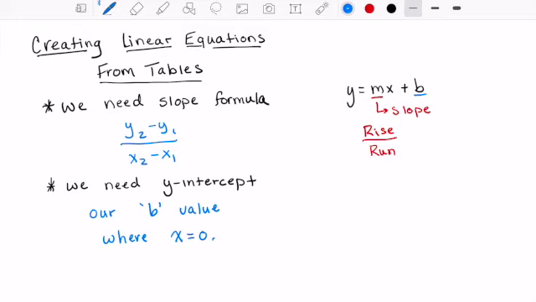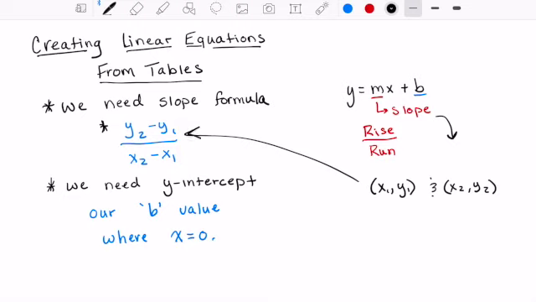Now, a couple of very important things that we need to know. We need to know that slope is found by using our slope formula that's over here in the blue. When I want to find my slope from a table, I have to take two ordered pairs. So I'm going to be taking an x and a y, and we're going to call that x1 and y1, and then I'm going to take another ordered pair as x2 and y2. I'm going to plug those 2 points into my slope formula, and that's going to give us the slope of our linear equation because we are going to be creating a line from a table.